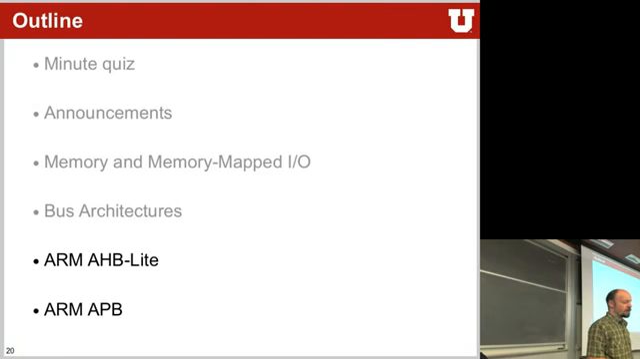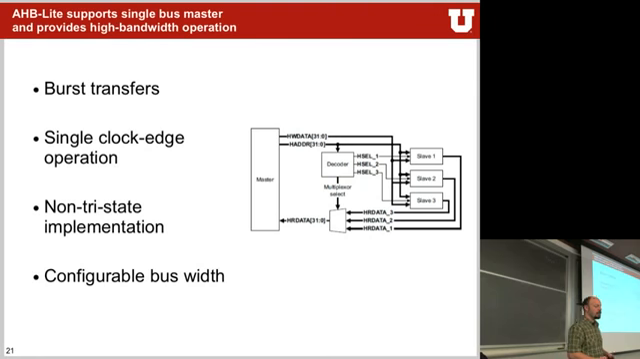So let's first look at the ARM AHB Lite version. We're not looking at the AHB directly, we look at the Lite. The difference between the Lite and the AHB is that AHB Lite is a single master mode. It doesn't offer multi-master, which makes a lot of things a lot easier. It still supports burst transfers. It's a single clock-edged operation, has non-tri-stated implementation, and it has a configurable bus width. So what does that mean? What does a non-tri-state configuration mean?